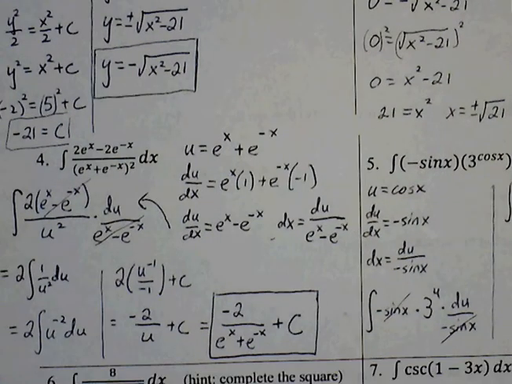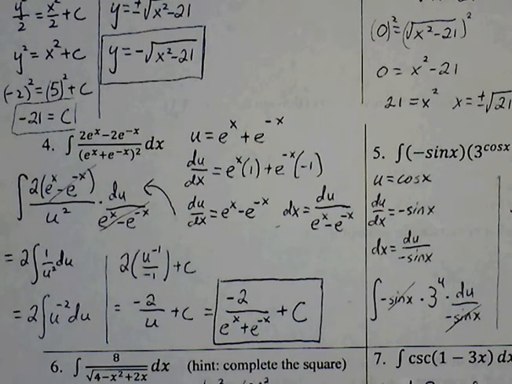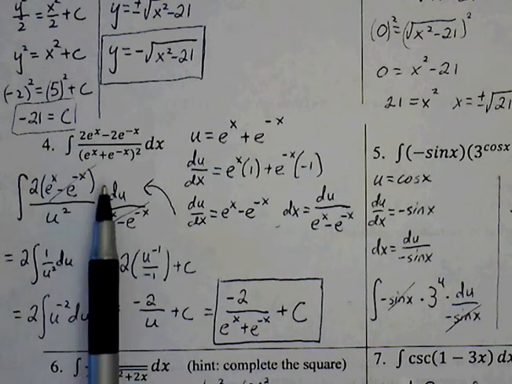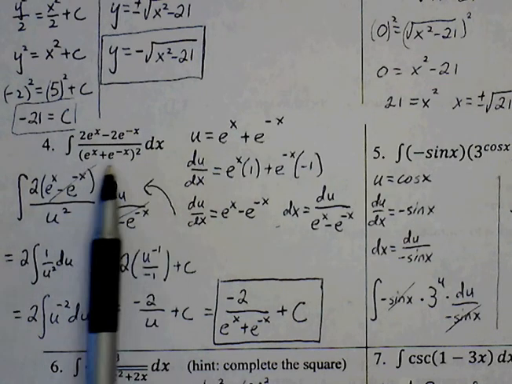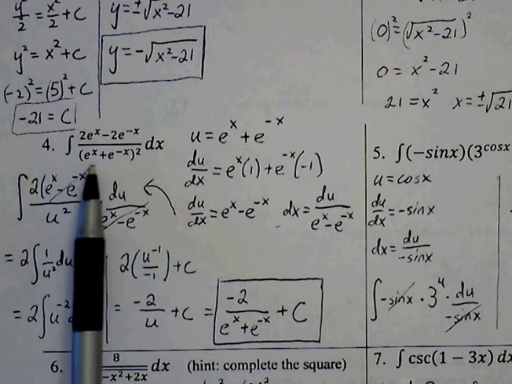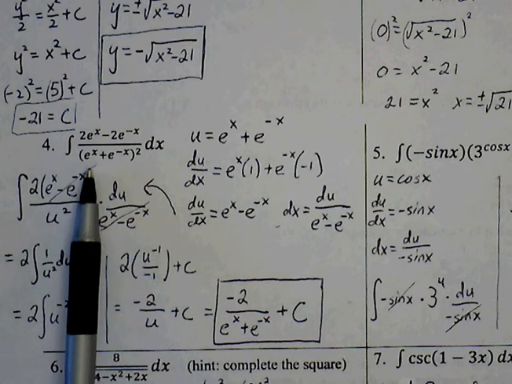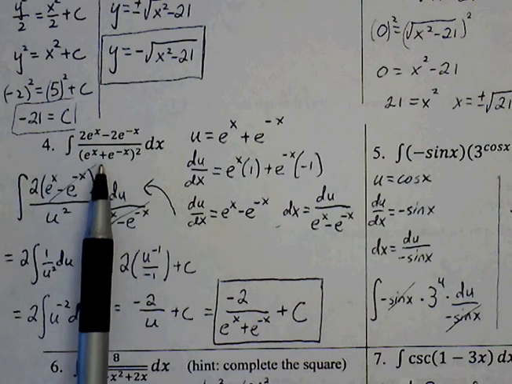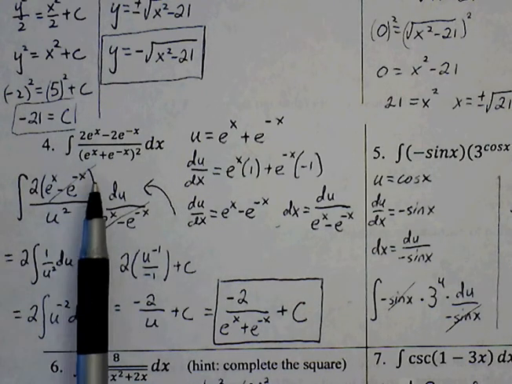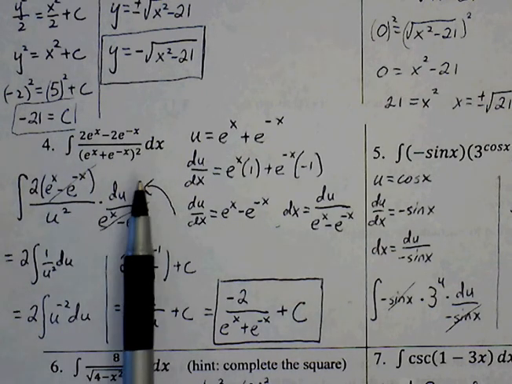Okay, number 4, we have the integral of 2e to the x minus 2e to the negative x, all over e to the x plus e to the negative x quantity squared. We really can't split this up. We can't cancel anything out, so let's look to u substitution. And usually it'll be easier to get the u value to be in the denominator because usually it's just easier to cancel something out in the numerator.